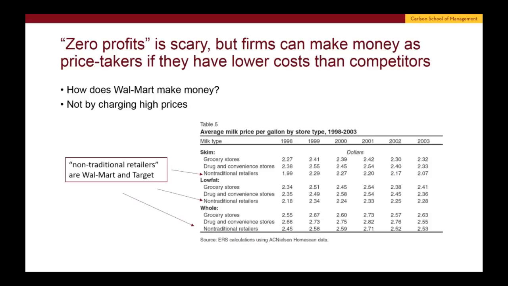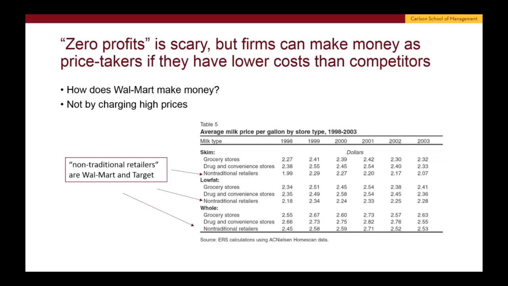Notice that the prices of these products tend to be lower at these non-traditional retailers than at grocery stores. You could look at any entry in this chart, but for example, for skim milk in 1998, at grocery stores it was $2.27, and at non-traditional retailers $1.99. You see this pattern throughout the table.